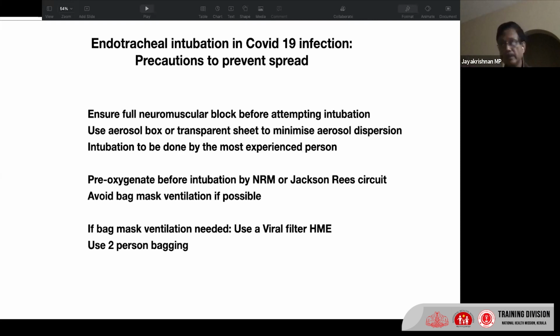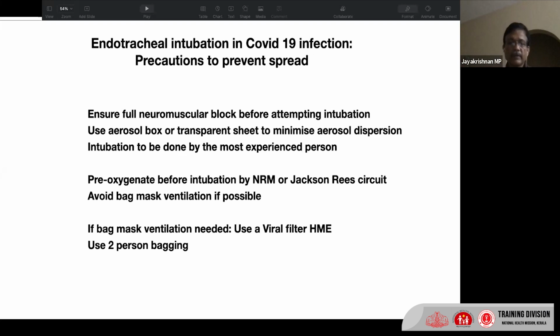And we sometimes pre-oxygenate the child before intubation using bag and mask. But if you use a bag and mask, again, the chance of aerosol generation is more. It is better that you use a non-rebreathing mask, if it is possible to maintain oxygenation with that, or a Jackson Reese circuit, which can provide some PEEP. Again, that will not cause as much aerosol as a bag and mask would.